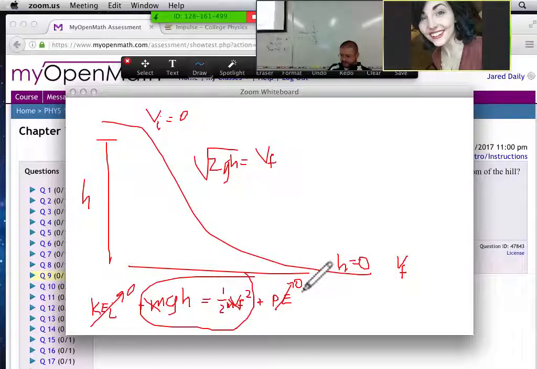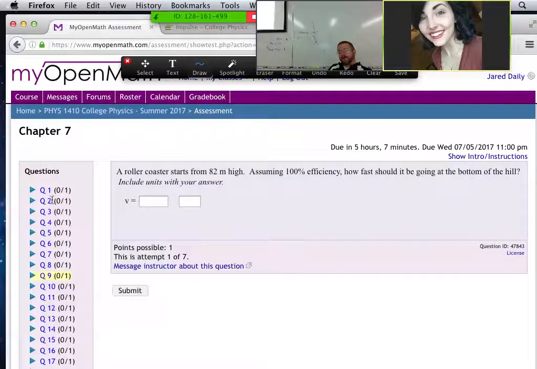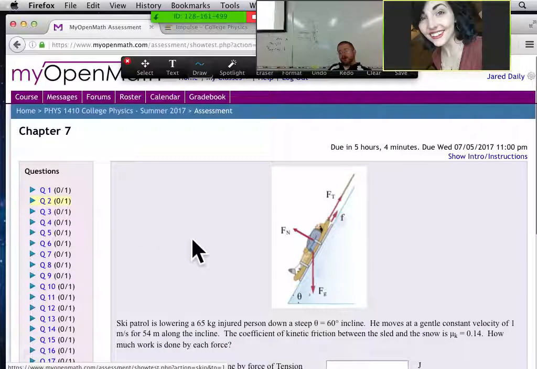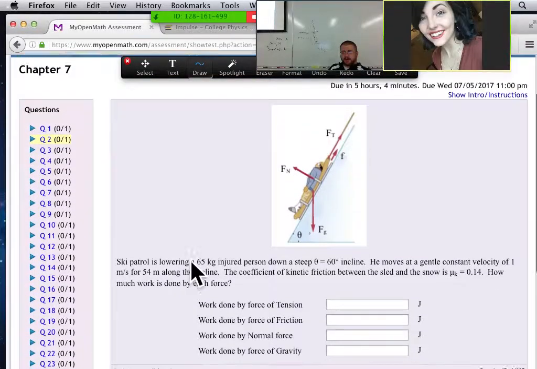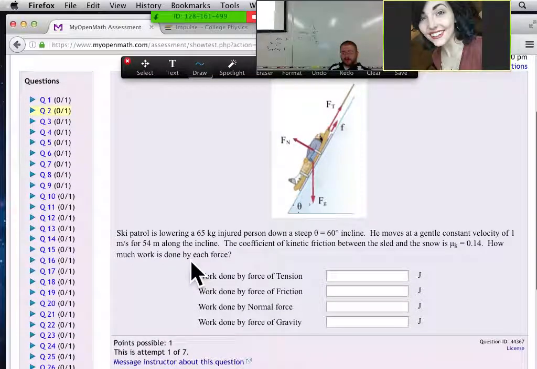Number 2. Yeah, I was having problems specifically with the work done by the force of tension. Sorry, you can go, because I didn't know where to start. I tried to run some numbers, but I wasn't sure.